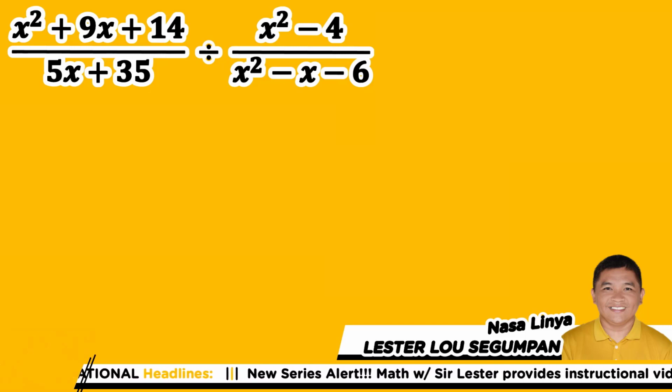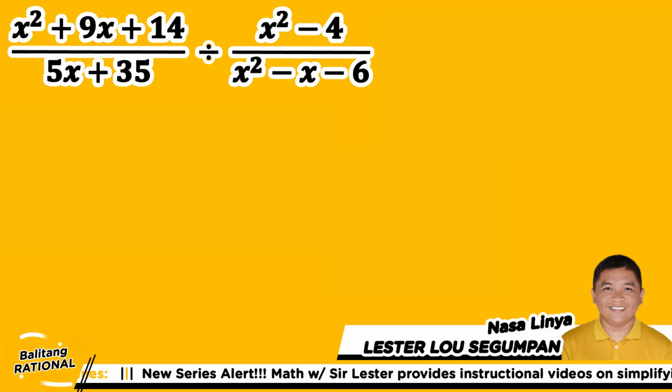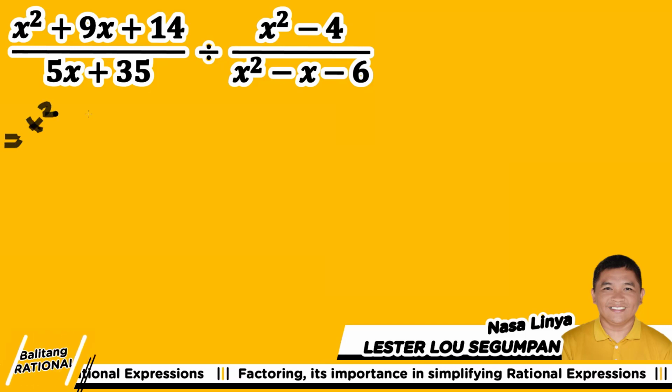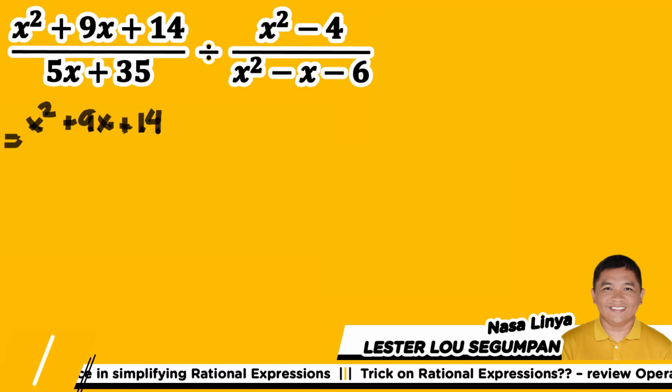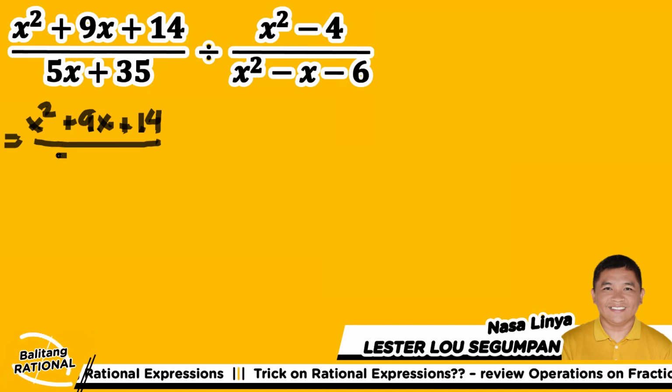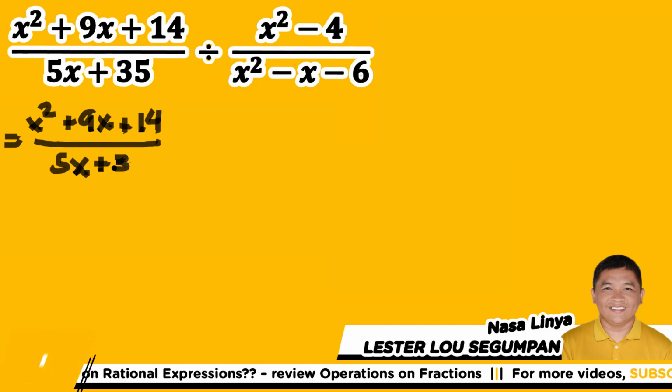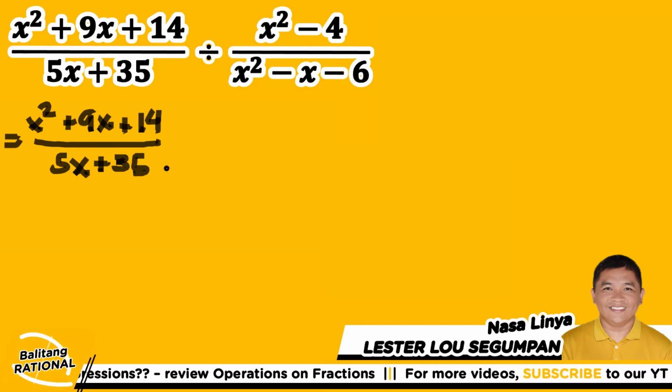And whenever we do that, huwag niyong kalimutan yung keep, change, flip method whenever we divide fractions as well. Whenever we say keep, change, flip method, we are going to keep the dividend, or in short, we are going to write the dividend as it is. In short, we will keep x squared plus 9x plus 14 as our numerator of the dividend. And we also have 5x plus 35 as the same denominator of our dividend.